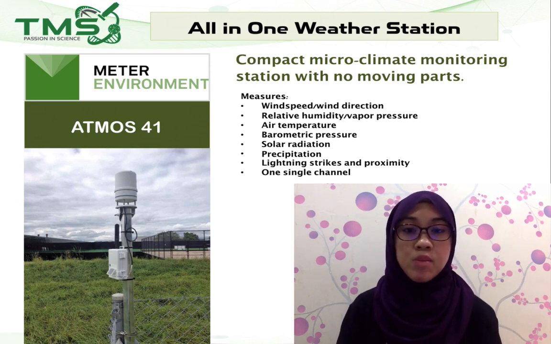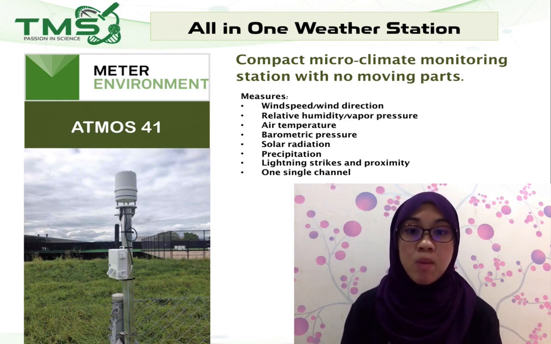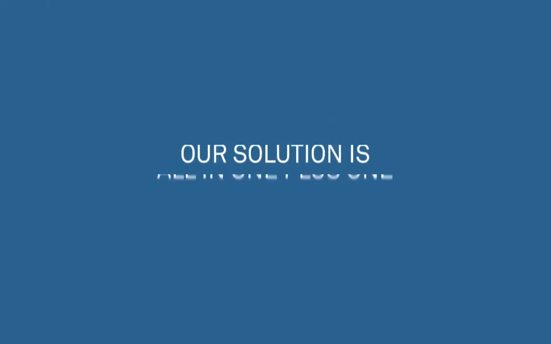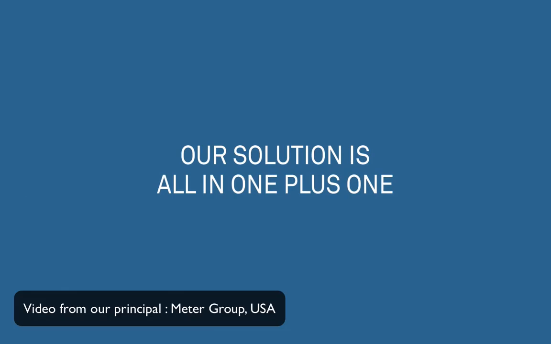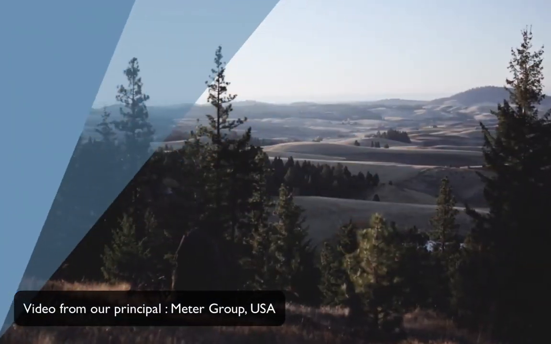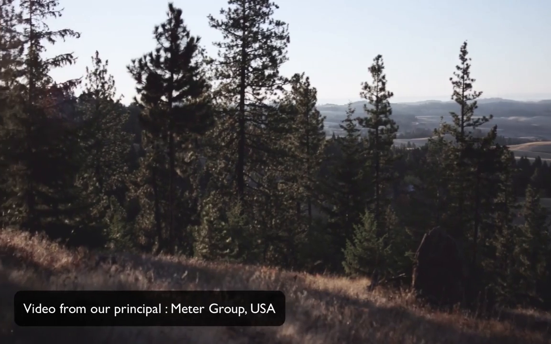So this Atmos 41 measures wind speed, wind direction, humidity, vapor pressure, temperature, barometric pressure, solar radiation, precipitation, rain, and even lightning strike and proximity. So all this in a single compact device. Our solution is all-in-one plus one.